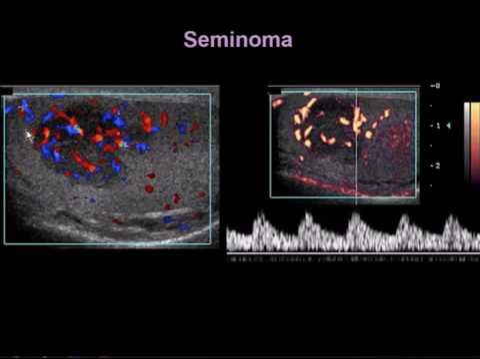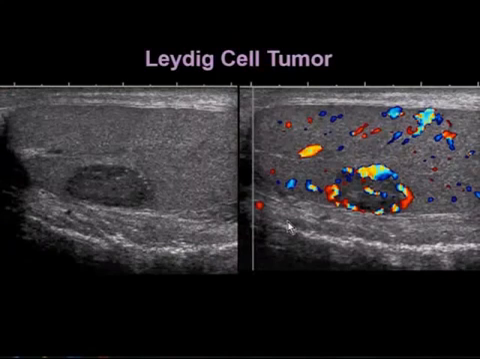You can see a hypoechoic mass in the testicle surrounded by normal testicular parenchyma, and you can see that the blood flow inside the mass is greater than the blood flow in the surrounding parenchyma, so it's hypervascular. In addition, when we put the Doppler gate over an artery that's traveling through that tumor, we see that based on the waveform, this is low resistance flow, typical of a testicular tumor.